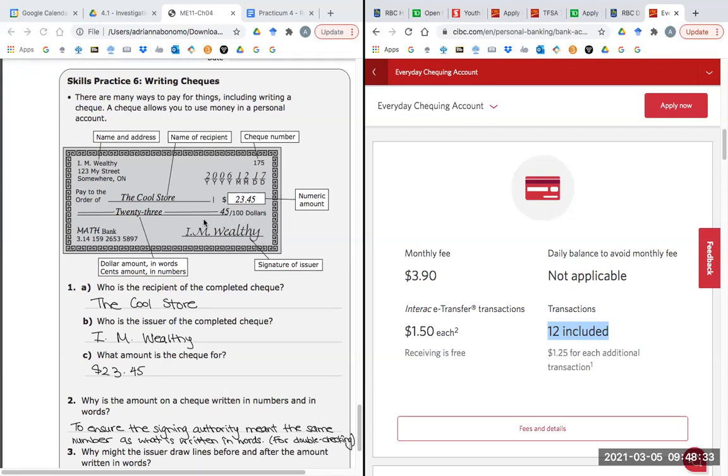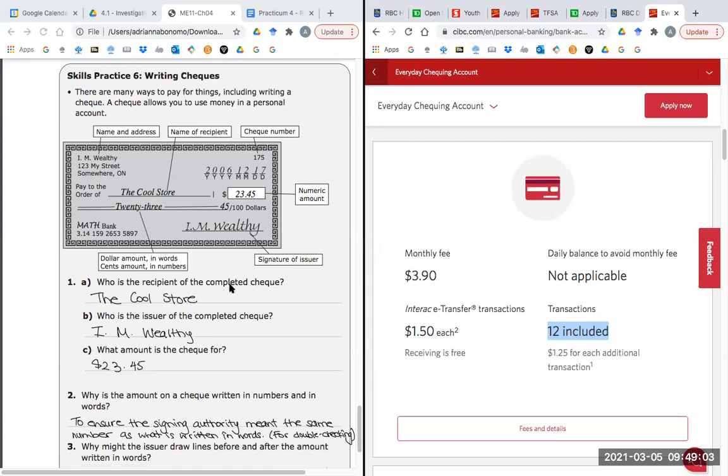And then the last thing is the signature of the issuer, which is you. Whoever is writing the check puts their signature here at the bottom. On the flip side of the check, there's another space for a signature. That's where the person who's receiving the check signs, okay? So again, to reiterate, the name of the recipient, or who the check is addressed to, is in the middle here. Who is issuing the check, AKA you, signs right here at the bottom right.